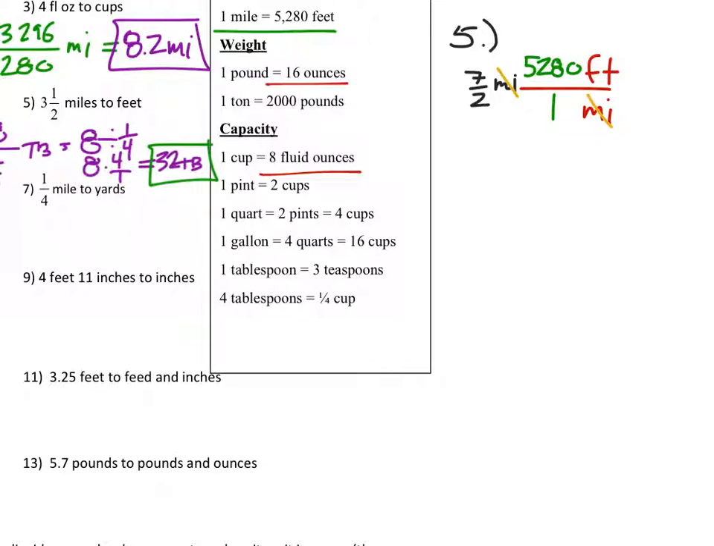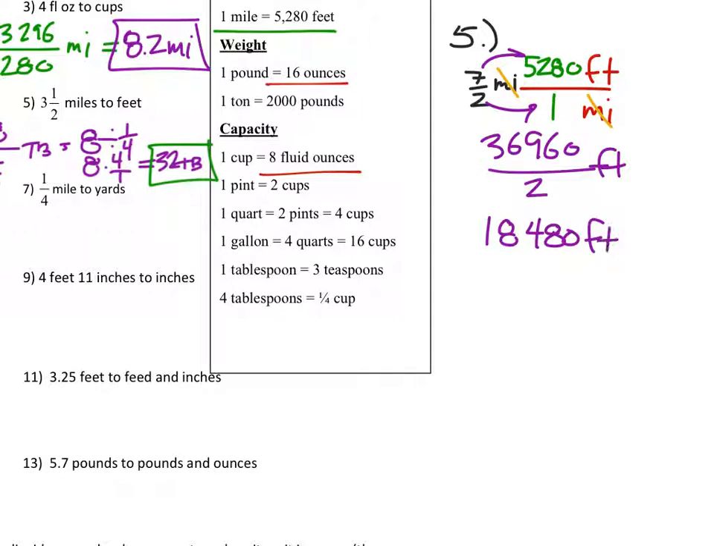So I got 7 times 5280 using fraction multiplication. And that would give us 36,960, all over 2 times 1 is 2. But now this is in feet. So I'm going to take that and divide it by 2, which gives me 18,480 feet.